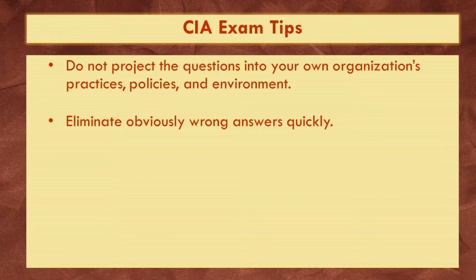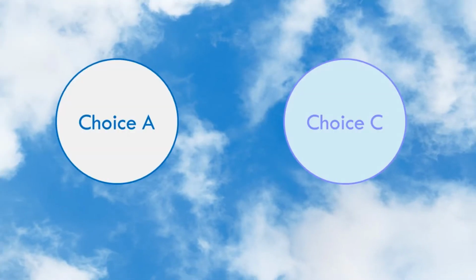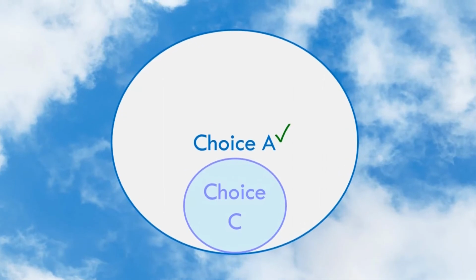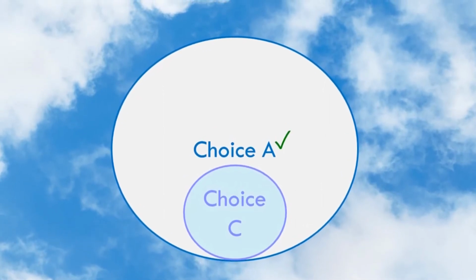Next, try to eliminate obviously wrong answers as quickly as you can. Then, hopefully, you can narrow the answer down to at least 2 choices. For example, choices A and C. If choice A is more complete of an answer and somewhat includes choice C, then you should select choice A as it is the best generalized answer.